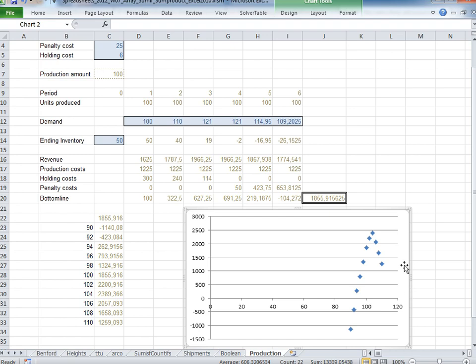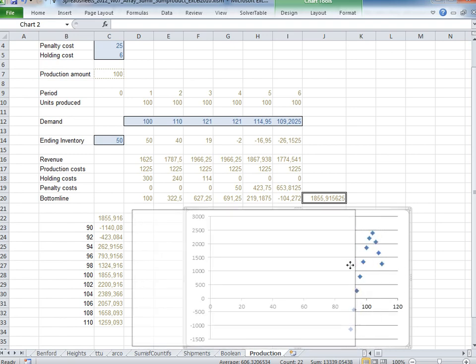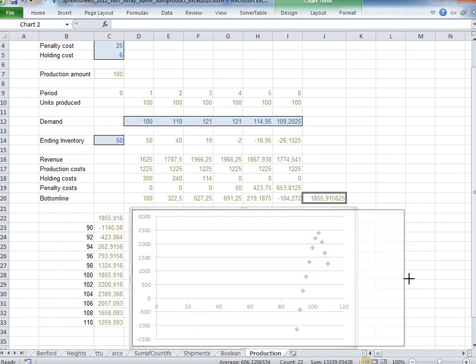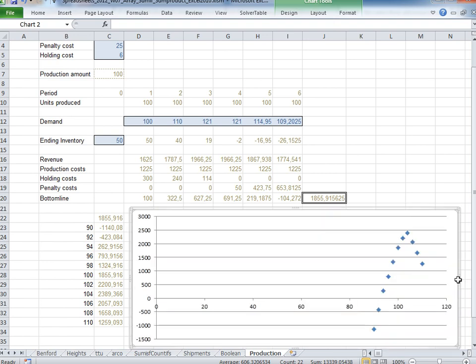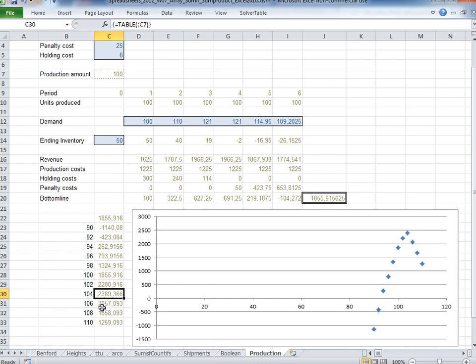As we see, the production amount going up will initially result in higher and higher profits. So somewhere around 105 or so, the profits are the highest. We can look it up in here. So at 104, the profits are 2,389, and they are the highest.